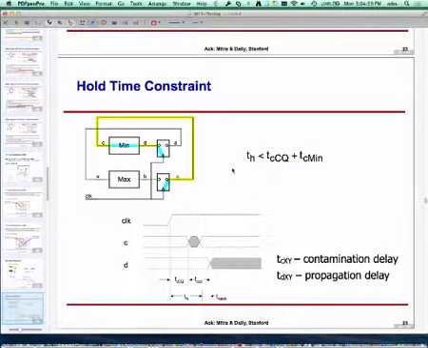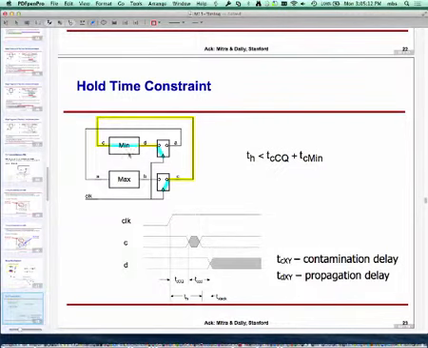Are there certain circuits that have the same contamination and propagation delay, like the same gates? Short answer, no. It's very tricky to have, although it would be very useful. If you look at your very basic gates, NAND gates and all, even they have different delays for different input combinations. So it's very hard to pull that out. Any questions on this before I move to the next slide?